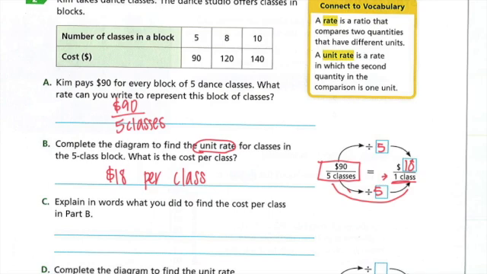All right, and then it says explain in words what you did to find the cost. We divided by 5.